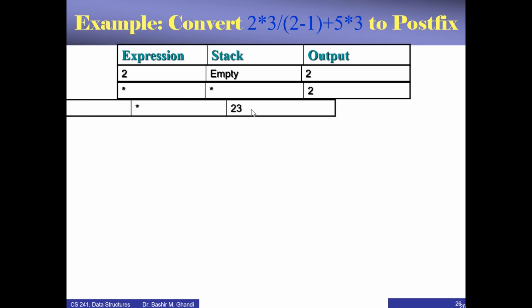Next is 3. We're going to output it. So in the output we have 2 and 3. Okay, next is slash. Now this is very important. Slash is an operator, and the one in the stack has equal precedence with slash. So we cannot push slash on top of times. What we have to do is remove the times, output it, then we can push the slash.